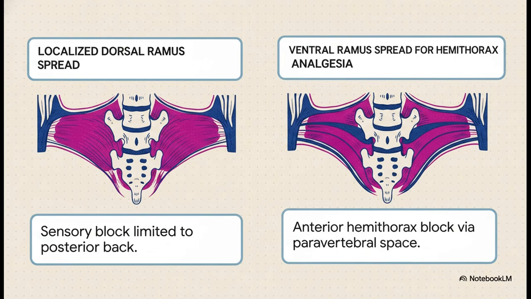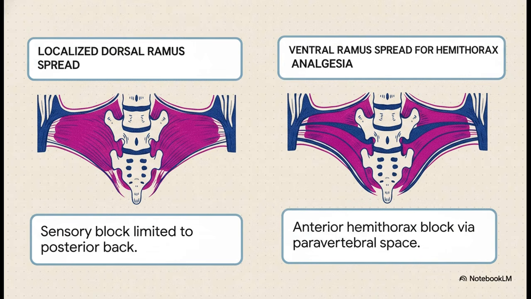To achieve true anterior hemithorax analgesia, you need ventral ramus spread, and that requires the local anesthetic to penetrate deep into the paravertebral space. When we inject properly, deep to the erector spinae muscle right at the tip of the transverse process, the anesthetic reliably distributes in a craniocaudal fascial plane. A good rule of thumb is that you cover roughly 1 dermatome for every 3.4 milliliters of injected volume.